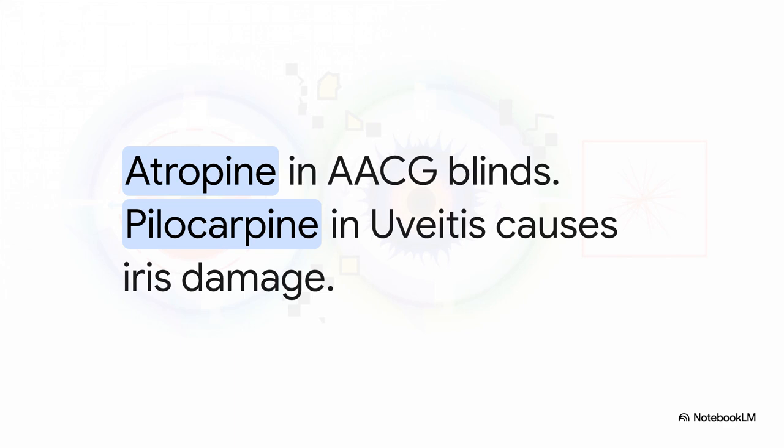Conversely, applying the wrong mechanism is catastrophic. Just look at this high contrast warning. If you give a uveitis patient pilocarpine, you will literally clamp their inflamed iris down onto the lens, violently worsening their synechiae and causing permanent iris damage. On the flip side, giving atropine to an AACG patient will fully dilate their pupil, completely sealing off the trabecular meshwork and causing instant, irreversible blindness. You literally cannot afford to mix these up.